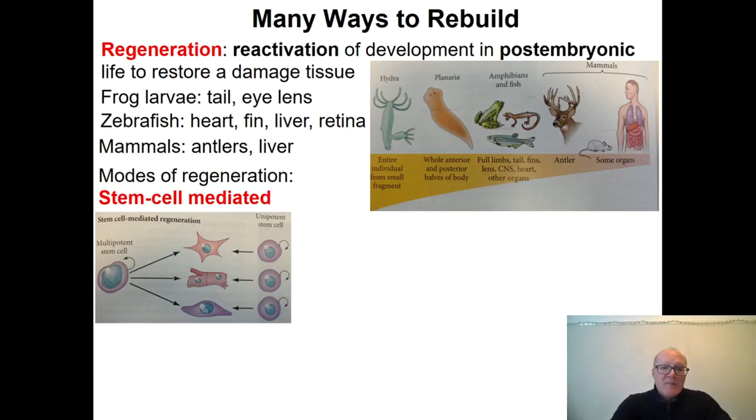So they can be unipotent stem cells, and these unipotent stem cells can regenerate one or two different kinds of adult tissues or cell types, or they can be multipotent stem cells, and these can produce different kinds of adult cells. So upon damage, a wound, the stem cells reproduce, and in reproducing, they also differentiate into different kinds of tissue that are missing due to the damage inflicted by the wound.